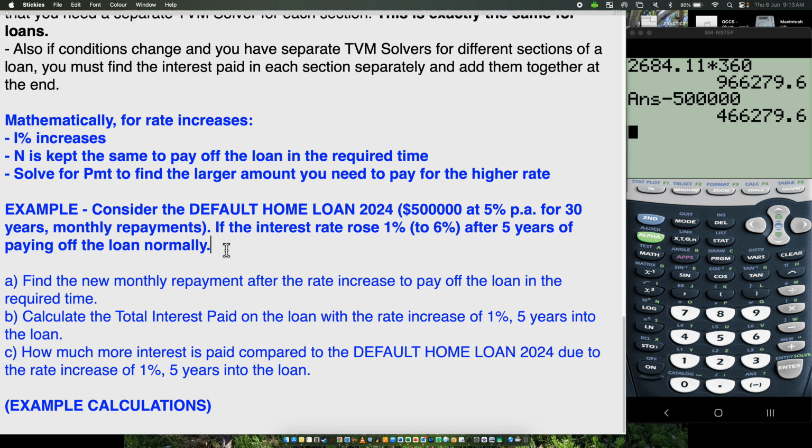All right, what I'd like you to do, please, get them mathematically for rate increases, and can you get this example down? And then we'll work through that. Then you'll get a 5-minute break so that you can start fresh in your DI.